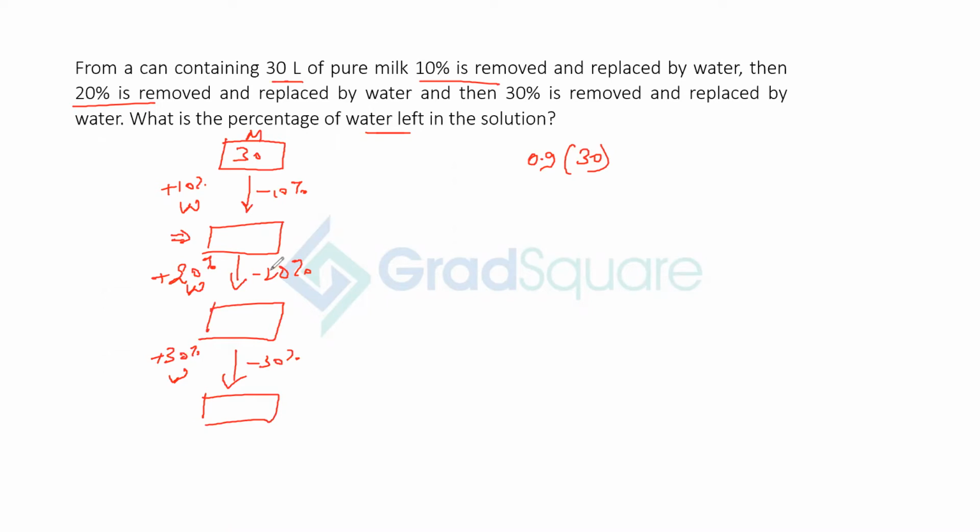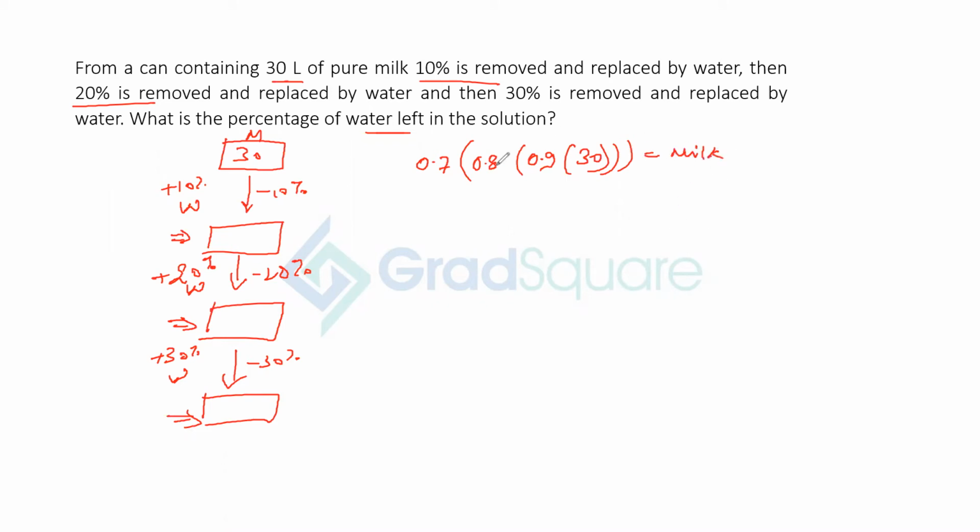From here, again, 20% is removed. That means the leftover quantity will be 0.8. Adding water will not change the quantity of milk. So at this level, this will be the quantity of milk. Remove 30% from here. So the leftover quantity will be 0.7 of this particular value. Adding water does not change the quantity of milk. So at this level, what will be the quantity of milk? The quantity of milk will be this.